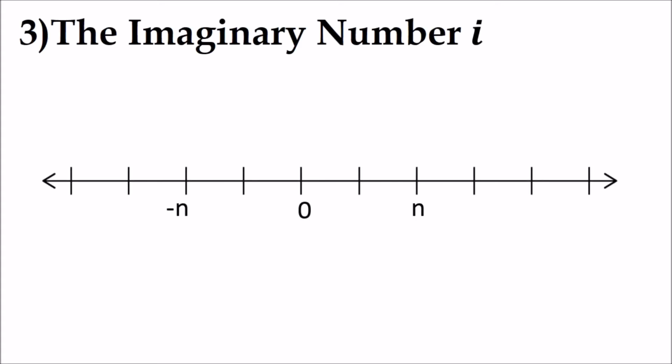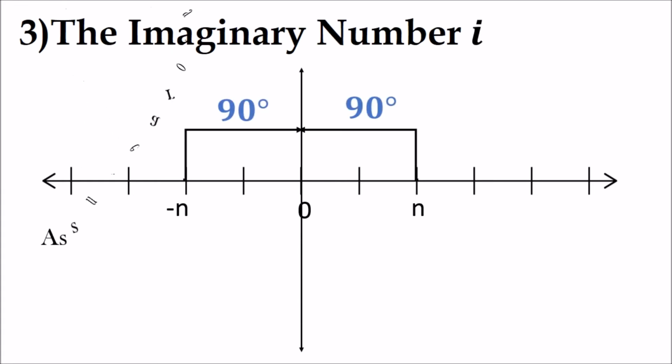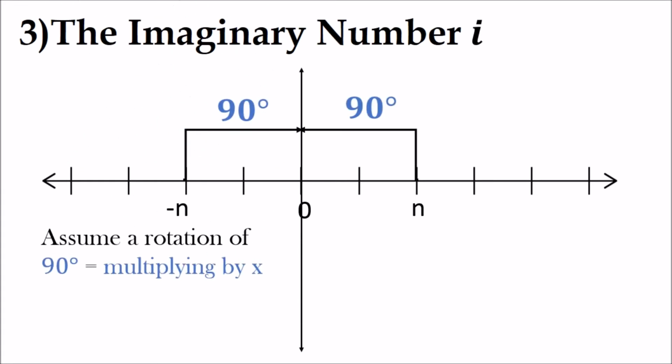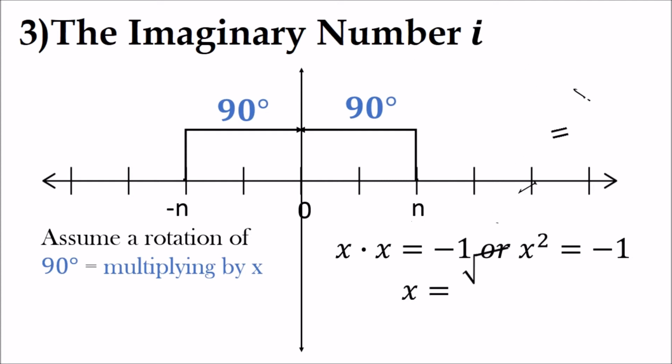Instead of rotating 180 degrees, I could also rotate the number n through two intervals of 90 degrees each. Assuming a rotation of 90 degrees is equal to multiplying by x, if we rotate n twice to get a rotation of 180 degrees, we get x times x equals negative 1, or x squared equals negative 1. Take the square root of both sides to get the square root of negative 1, which means that a rotation of 90 degrees must be equal to multiplying by i, which is equal to the square root of negative 1.